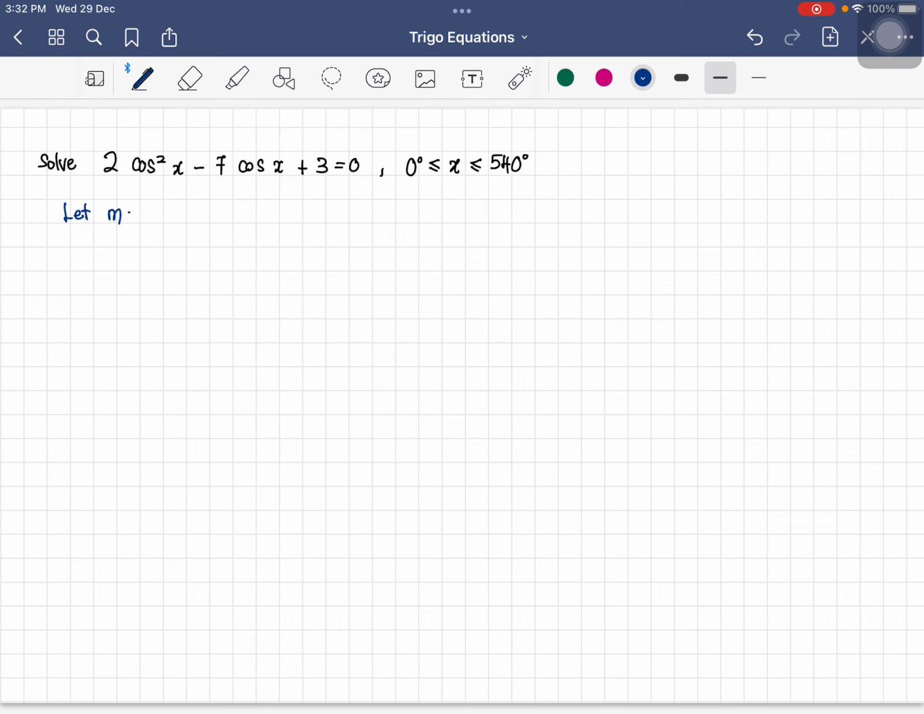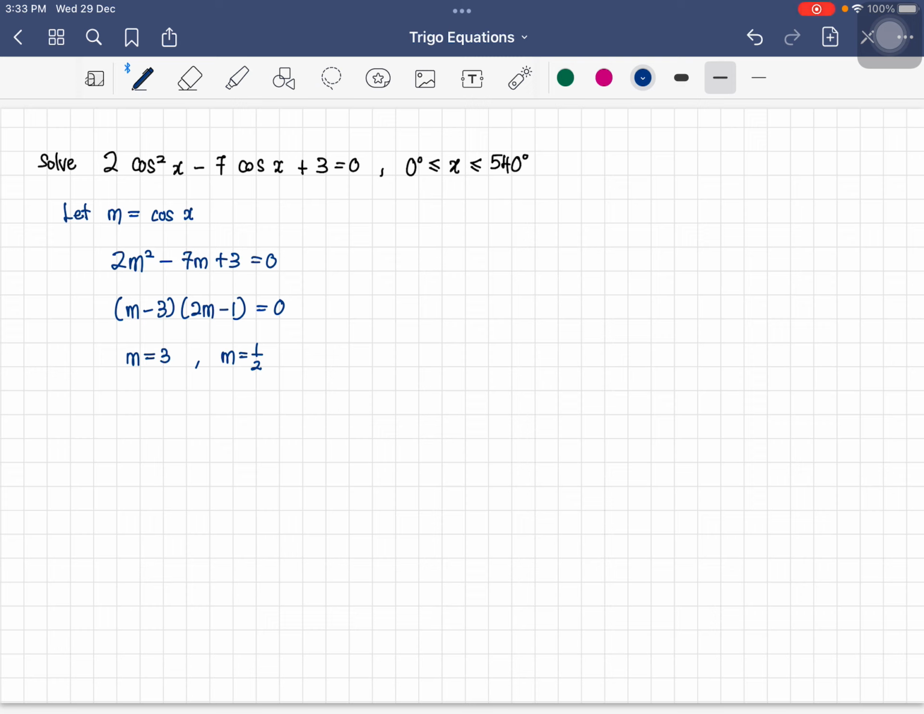Let me write let m equal cos of x. Therefore, my equation will be 2m squared minus 7m plus 3 equal to 0. To factorize this, you can use your calculator or factorize manually. In this case, this can be factorized as (m minus 3)(2m minus 1) equal to 0. Therefore, I have m equal to 3 and another one, m equal to half.